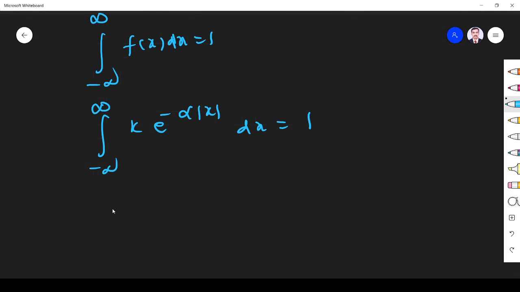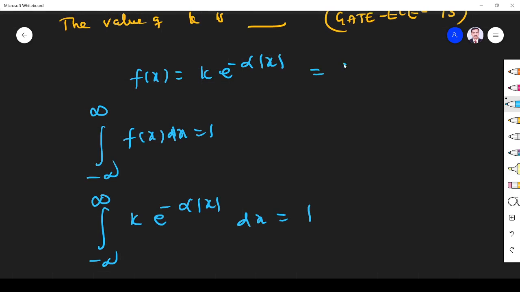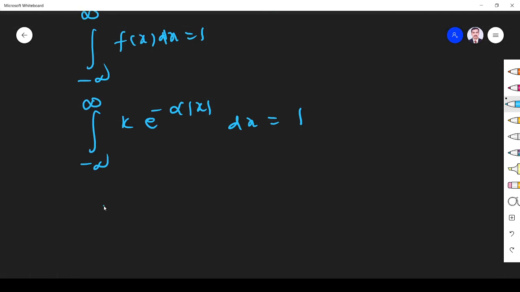So it's even, right? Because f of x is equal to k into e power minus alpha mod x, that is equal to f of minus x, right? So f of minus x is also k into e power minus alpha, modulus of minus x, and modulus of minus x is plus x only. So f of x equals f of minus x, so it is an even function. So I change the limit, I take 2 into the integral from 0 to infinity, because it is an even function. K into e power minus alpha x, and x varies from 0 to infinity, so x takes only positive values.